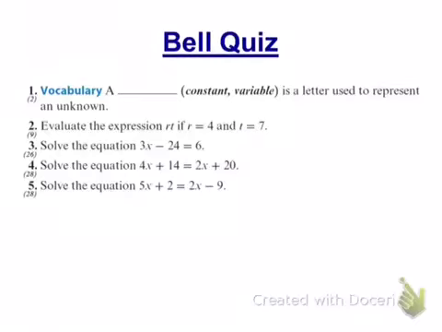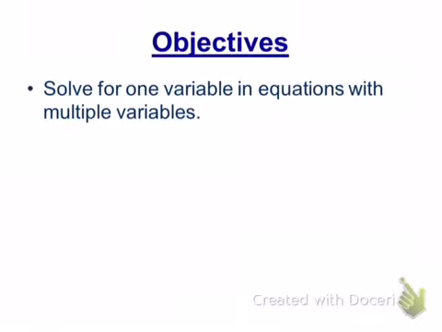Lesson 29. Lesson 29 is solving for one variable in equations with multiple variables. It's called literal equations, and we'll get that definition a little bit later. But lesson 29, we're solving for one variable in equations with multiple variables. You've done this before in some simple forms. Some of the stuff we're going to do today is really easy, and some of the stuff we're going to do today is really challenging.